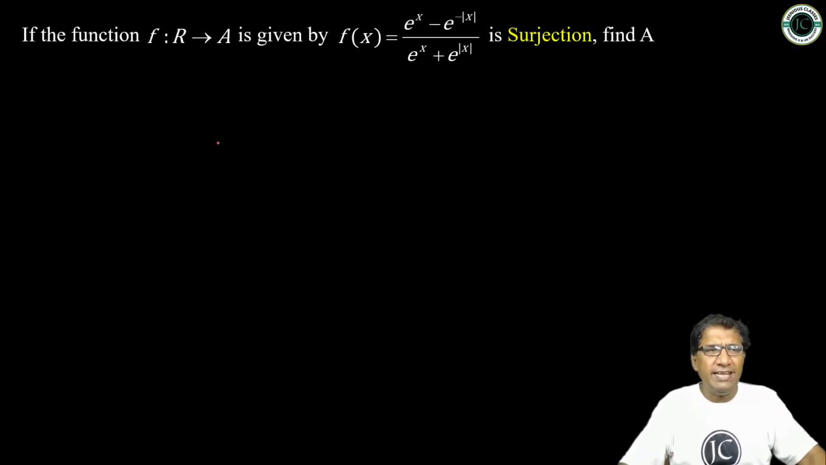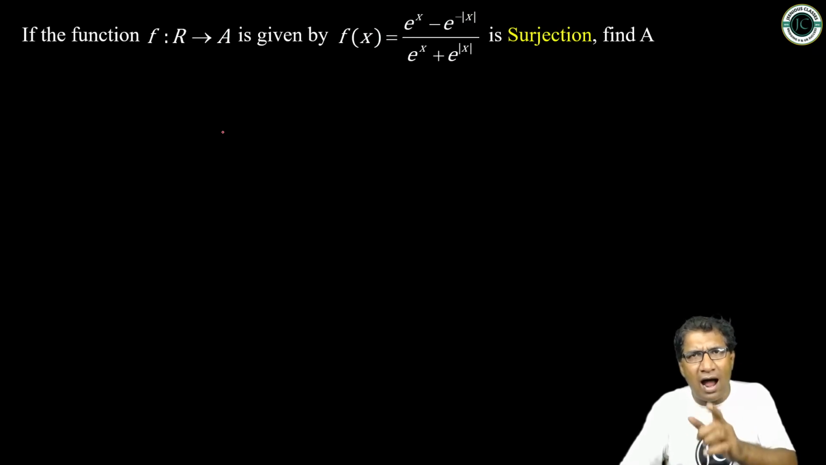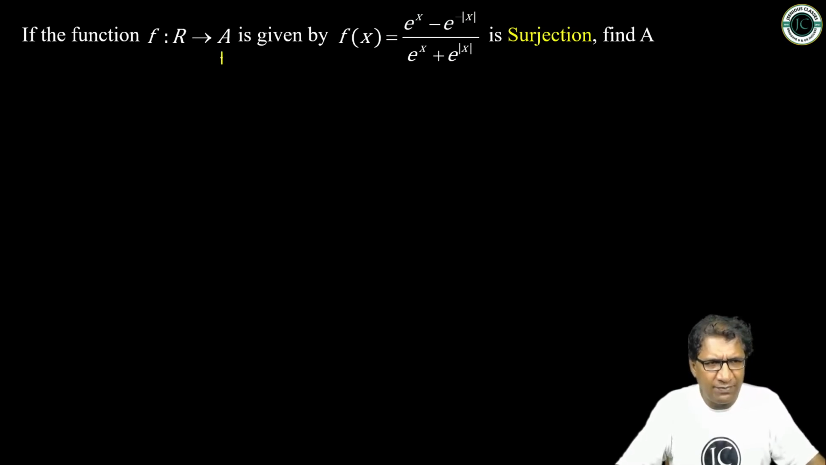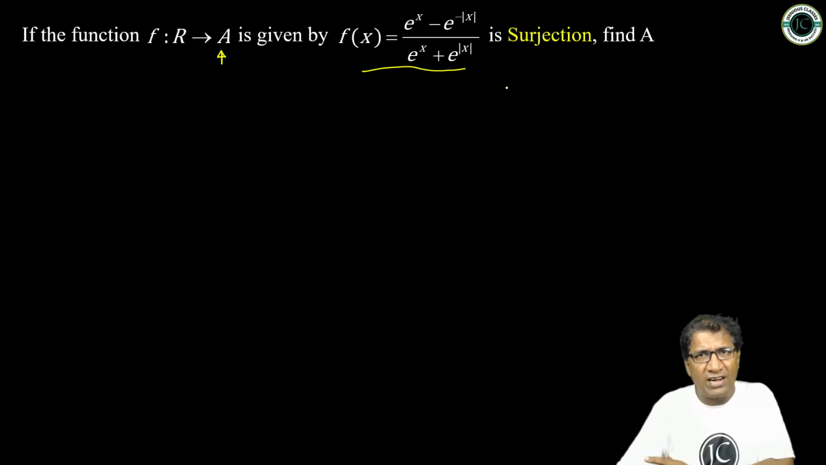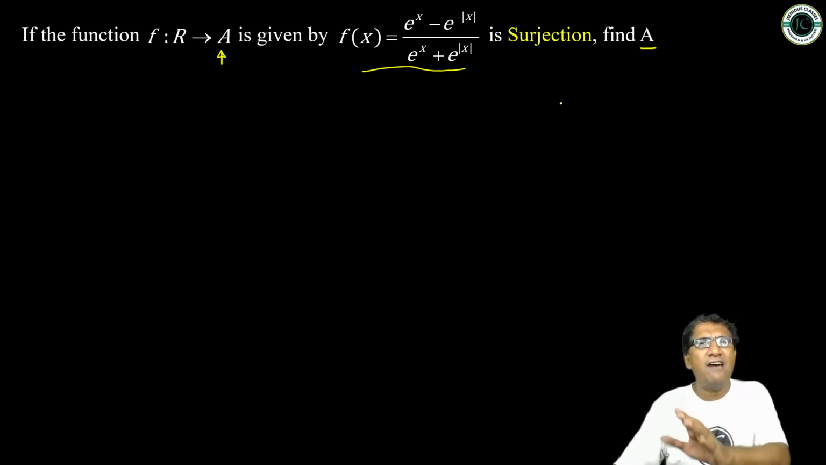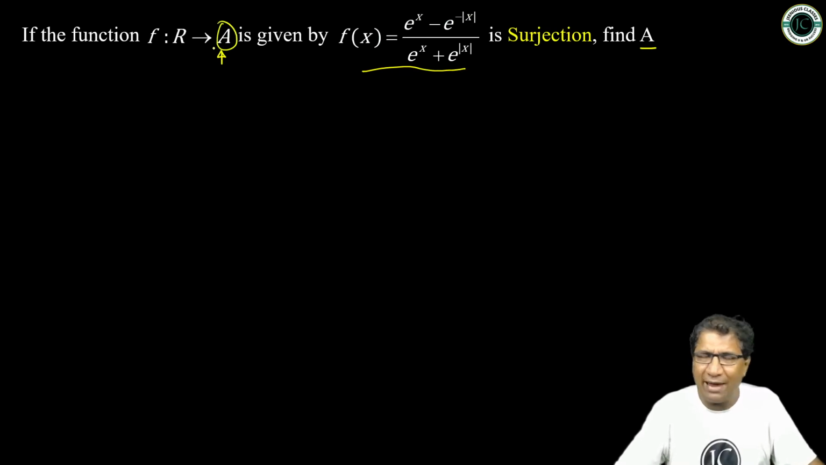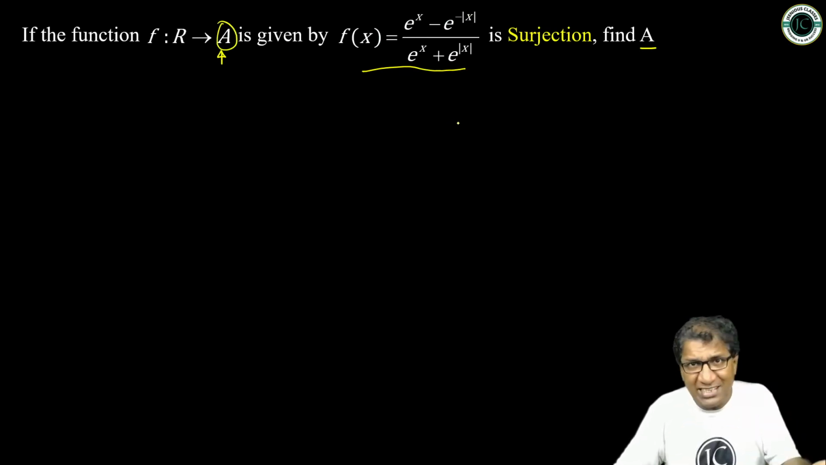In this question, they have said the function is defined from R to A, where R is the set of real values and A is an unknown set, and the function is a surjection. That means the function is an onto function and we have to find the set A. That is, we actually have to find the range of this function, because here the codomain is A. Since it's a surjection, if we find the range, the range and codomain will be the same. Therefore, the set A will be nothing but the range of this function.